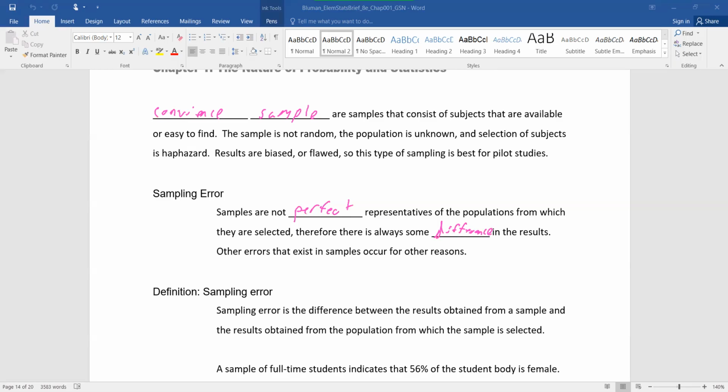Other errors that exist in samples occur for other reasons. Right? So we could have a bias type of situation. Again, I go back to the political party. If I want something to look good for my party, I'm going to go poll where my party represents the most and say that the entire population thinks this. Right? All right. So definition of sampling error.